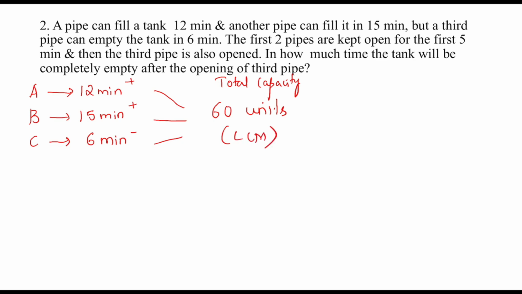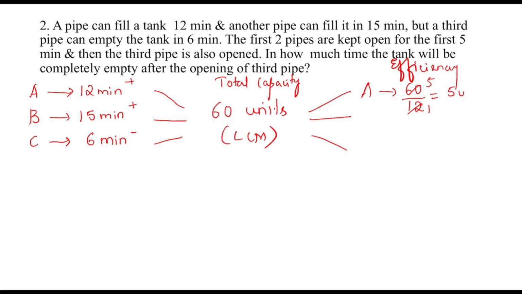Now the 60 units of the tank is filled by A in 12 minutes. So in 1 minute how much will it fill? That will give us the efficiency. So first we have to calculate the LCM. The second step is always to find out the efficiency. So A will fill how much in 1 minute? 60 by 12, which is equal to 5.